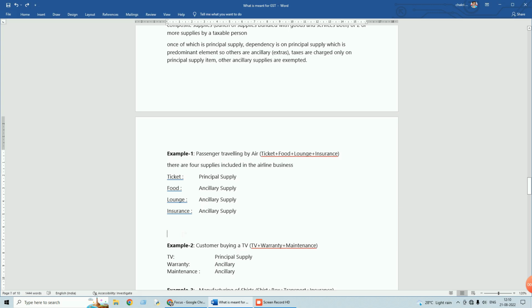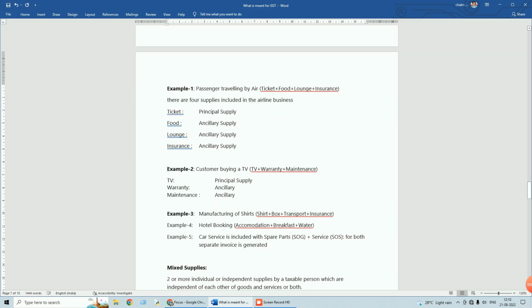One more example: if we are buying a TV from any showroom, many people are giving offers with a TV. If we demand, they will give warranty and maintenance. Now what is the principal item here? The TV. For the principal item they will charge the GST. For warranty there is no GST, for maintenance there is no GST.